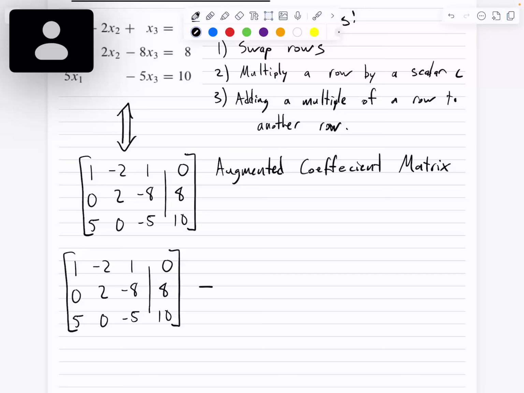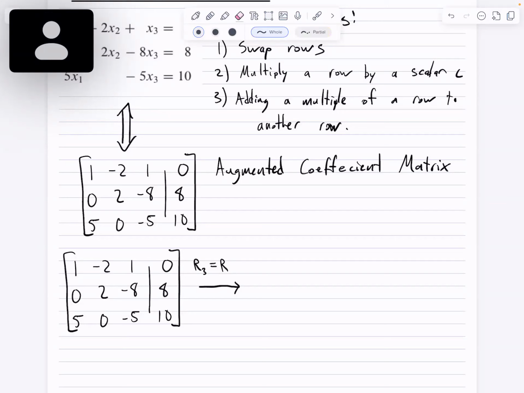I just like to draw arrows when I do something. A lot of times books write it like this: R3 is going to equal, I'm going to replace it with row 3 minus 5 times row 1. And so I'm replacing that row.